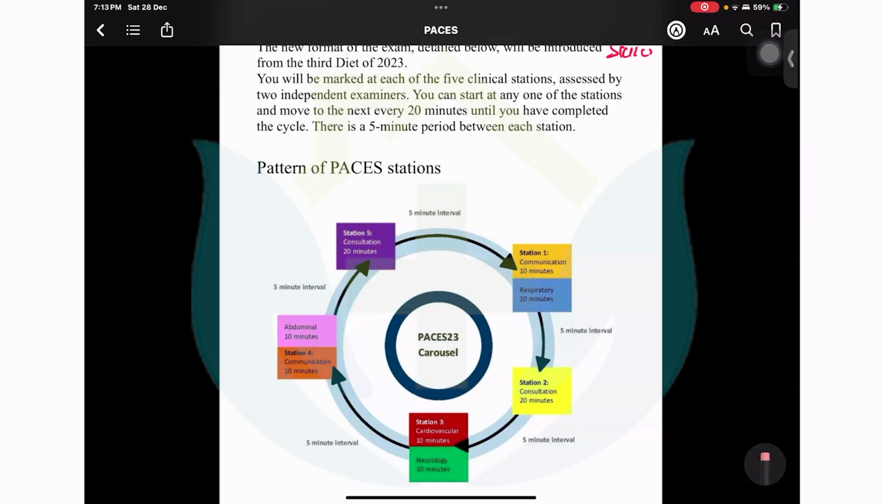So you will be getting now, one of the stations will be communication. Now communication is changing the ground very fast. So you'll be having two communication stations. So one is communication and respiratory examination.